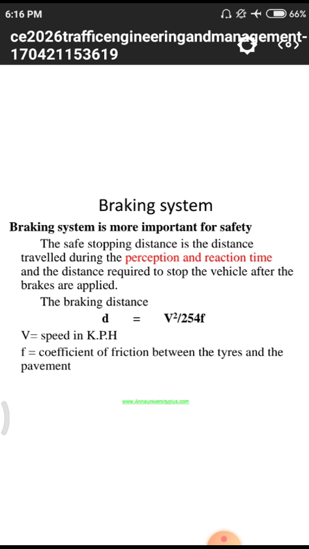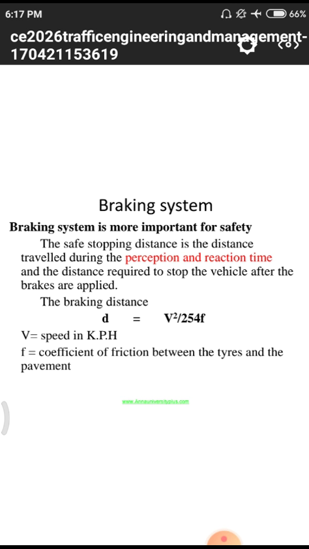for a particular vehicle. We have different types of vehicles like PCUs, passenger car units, pedestrians, animal drawn vehicles, and long vehicles. For all of those different kinds of vehicles, what are the different braking systems we have to maintain? All those values are prescribed as per IRC.